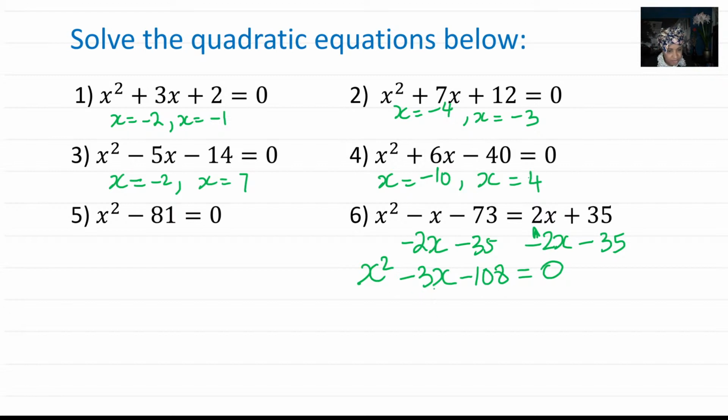Right, okay, so we're going to find two numbers. I'm going to do it on this side. 108. Which numbers make 108, but the difference is 3? Anyone?